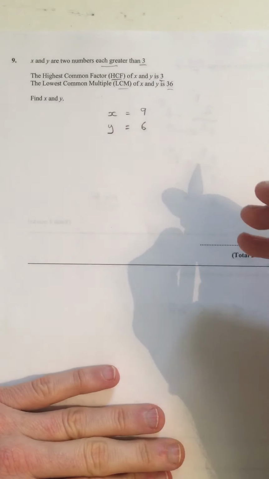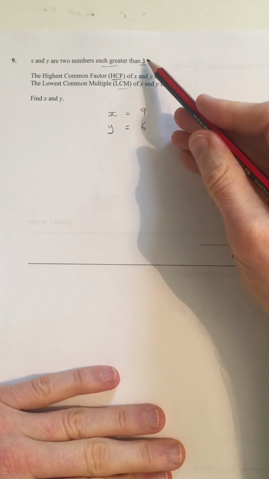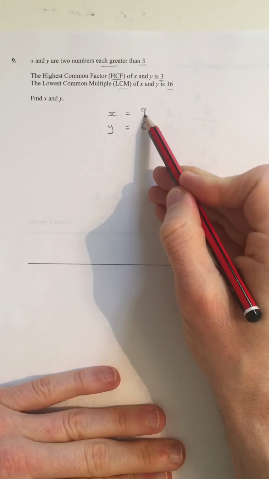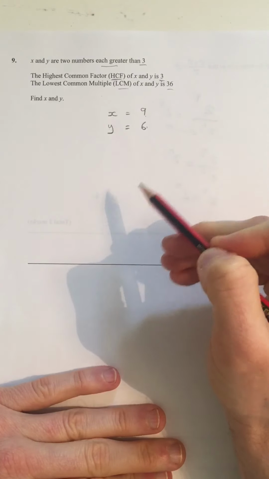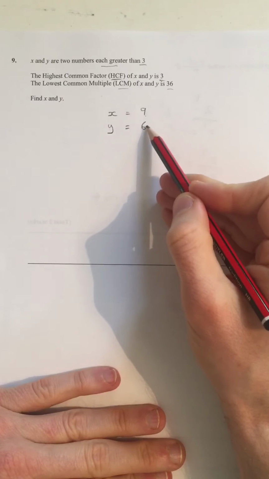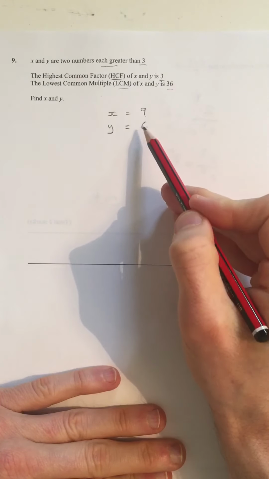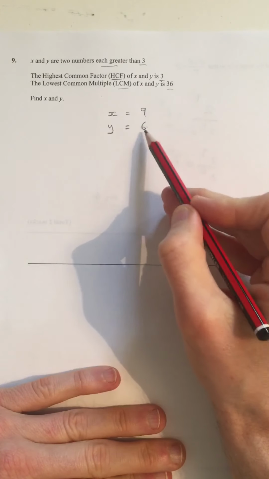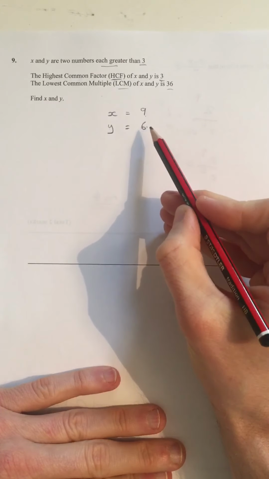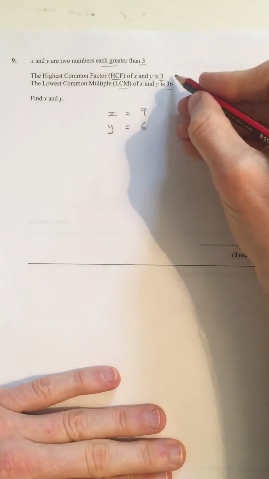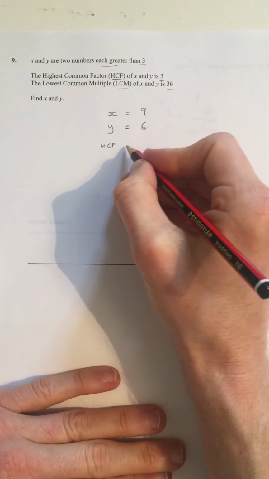Let's see if this works. These are two numbers that are bigger than 3. 3 goes into 9, 3 goes into 6, so they both have a common factor of 3, and 3 is the highest factor that goes into both of them. There isn't another number that goes into both of these that is bigger than 3. So the highest common factor is 3, that works.